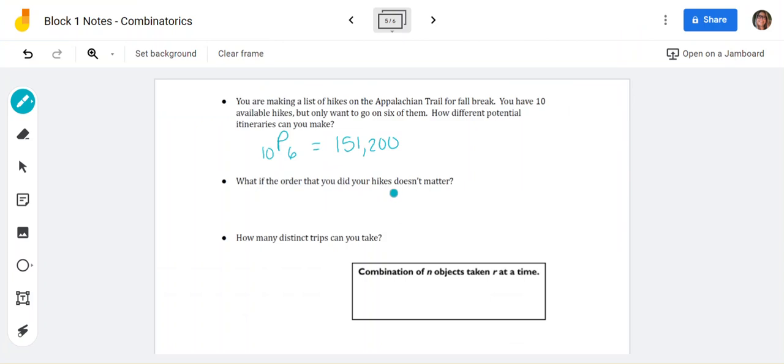Now, what if the order that you hike them in doesn't matter? Basically, you're saying you're just going to choose a group of 6. That means we're now dealing with a combination, not a permutation. So the way I think of it is a permutation, you're putting things in a certain order or rank. A combination, you're choosing a group.